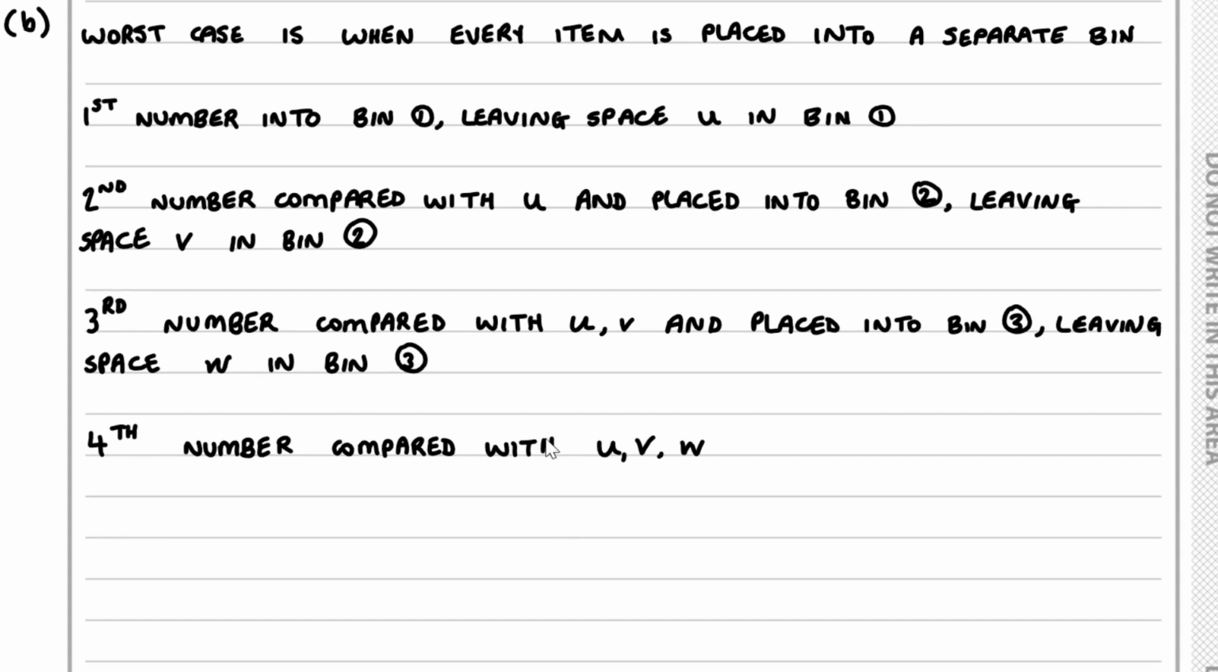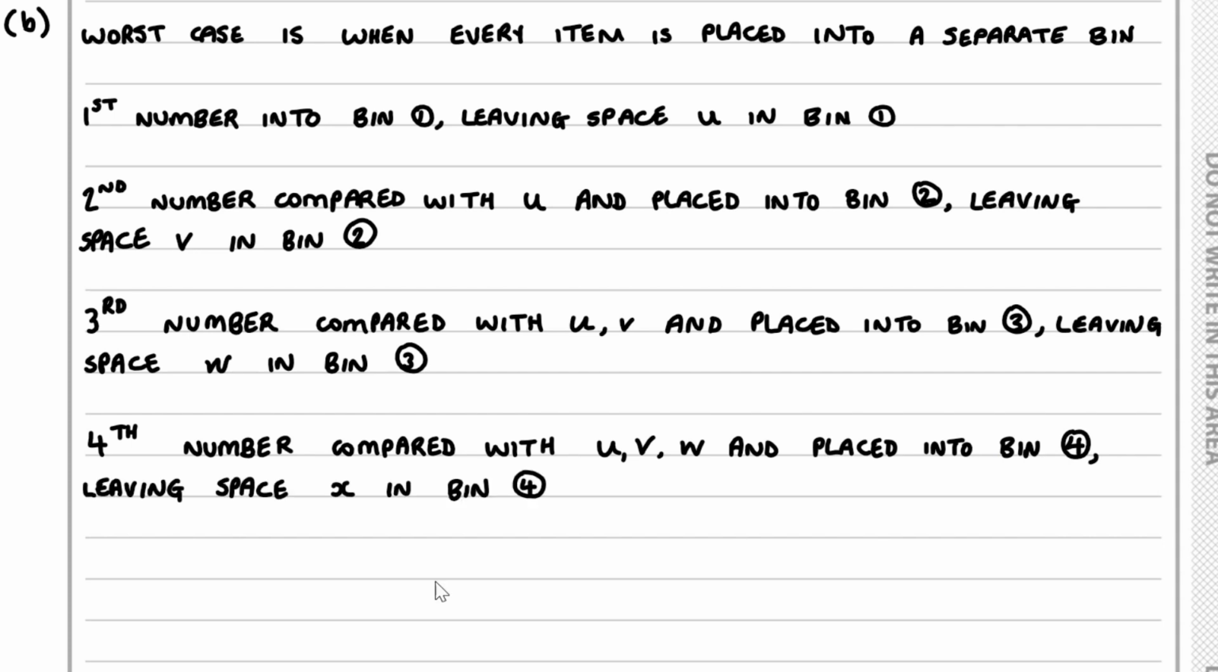Our fourth number is compared with the amount of space left in bin number 1, which is U. It's also compared with the amount of space left in bin number 2, which is V, and the amount of space left over in bin number 3, which is W. And again, because we're considering the worst case scenario, we would have to put the fourth number into its own bin, bin number 4. And of course, this will leave space X in bin number 4.